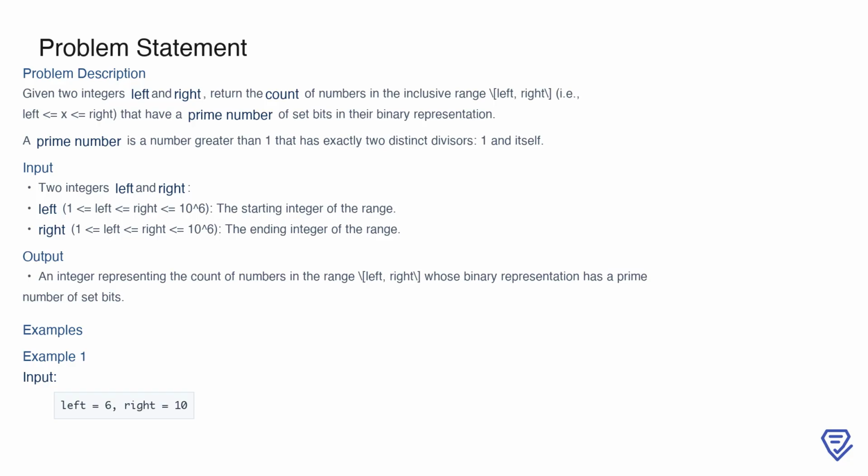Remember, a prime number is a number greater than 1 that has exactly two distinct divisors, 1 and itself. For example, 2, 3, 5, and 7 are prime numbers, while 1 and 4 are not. The constraints here are that both left and right must be between 1 and 10 to the power of 6, and left must be less than or equal to right. The output will be a single integer representing the count of numbers within the range that satisfy the condition.